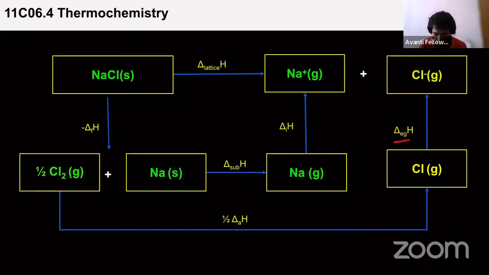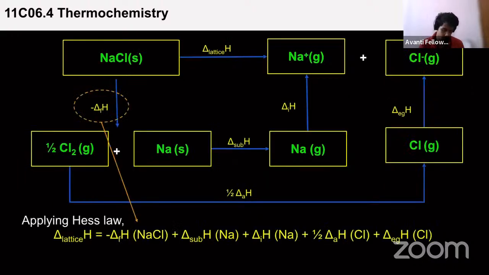This is nothing but our electron gain enthalpy. So this is how we'll be dividing the complex reaction into single stepwise reactions, and then we'll be adding all of them, which will be equal to lattice enthalpy. So see here, lattice enthalpy is nothing but the summation of formation enthalpy, plus sublimation enthalpy for sodium and ionization enthalpy for sodium, plus atomization enthalpy for chlorine and electron gain enthalpy for chlorine. That is what we'll be seeing.